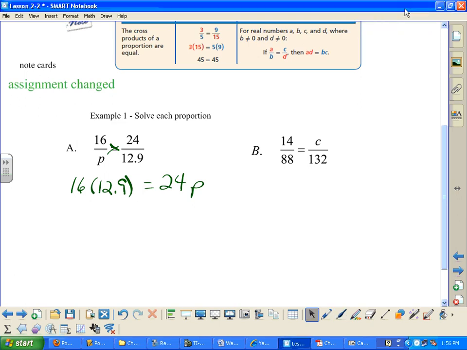Okay, so then we're just going to divide both sides by 24. And we get that P equals what? 8.6. Okay. All right. And that's the solution. So you guys do letter B.